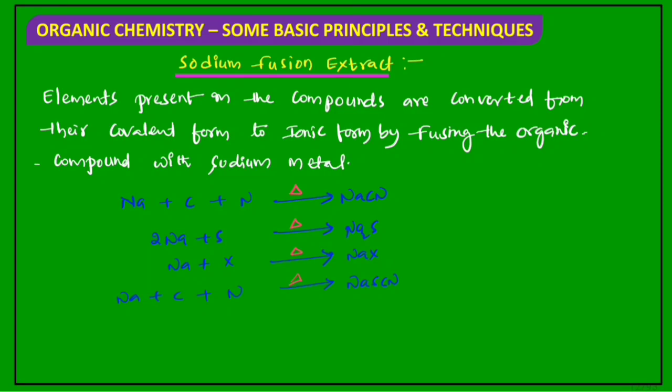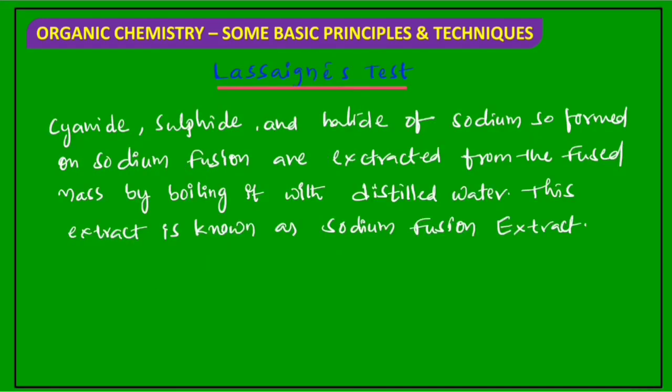So, what is sodium fusion extract? Elements present in the compounds are converted from covalent form to ionic form by fusing the organic compound with sodium metal. Sodium with carbon and nitrogen forms sodium cyanide. Sodium with sulfur, sodium sulfide. Sodium with halogen, sodium halide. Sodium with carbon, nitrogen and sulfur forms sodium thiocyanate.